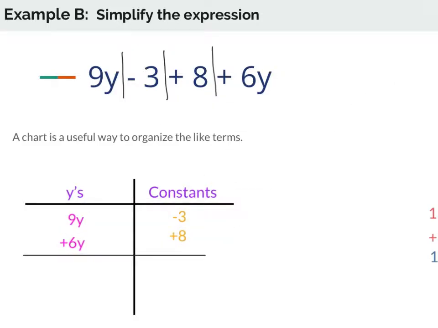Now I'm going to combine my like terms. 9 plus 6 is going to give me 15, or 15y. Make sure that I carry my variable. Negative 3 plus 8 is going to give me positive 5. Now it's important to carry my sign because otherwise I would just write it as 15y5 and that makes no sense at all. So 15y plus 5 is my final answer. Again, I can't go any further. I can't combine my y's with my 5's. That brings me to the end of this one.